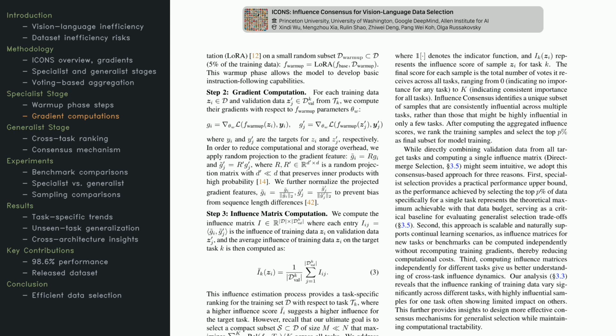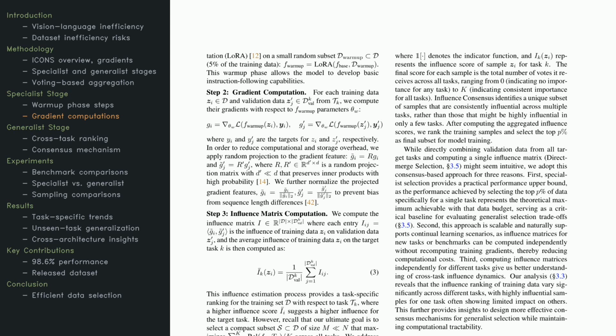First, it calculates gradients for both training and validation data points to capture their interactions. To save time, the gradient features get compressed via random projection, and they also get normalized to handle different sequence lengths. Next, we see the influence matrix, which shows how each training sample affects validation performance across tasks. For each sample, they compute the average influence per task, rank all the samples, and then select the top ones for the final model training.